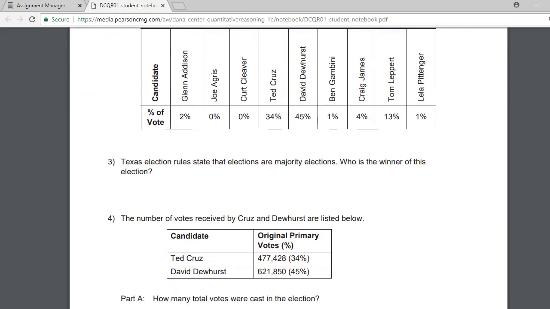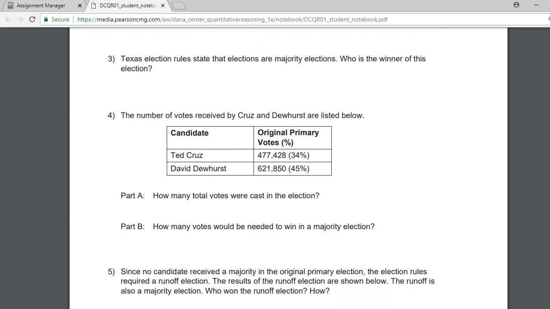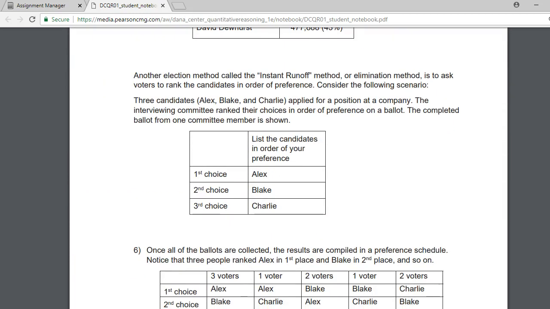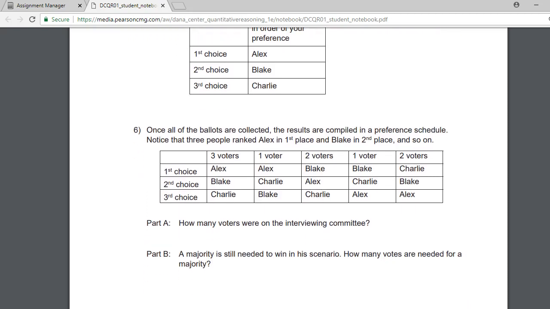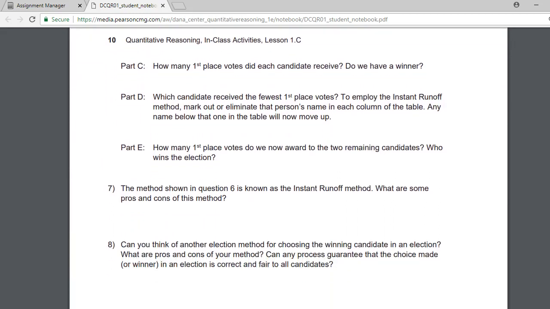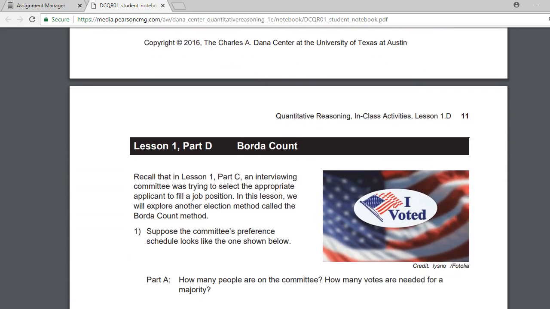We worked through some information on this election here, but right here on question 4, 4A was a really good one that we worked through in class. I would know how to do 4A from when we did it in class and where it showed up in your practice assignments. Again, some more information about, oh, here's one right here, instant runoff method. You need to know what it is and how to calculate a winner based on the instant runoff method. I'm still in lesson 1, part C, and this is telling us just more about the instant runoff method. I'm going to go on to part D, and here's another one.